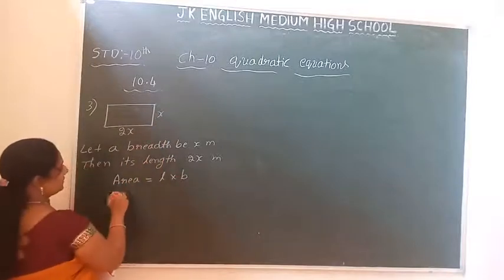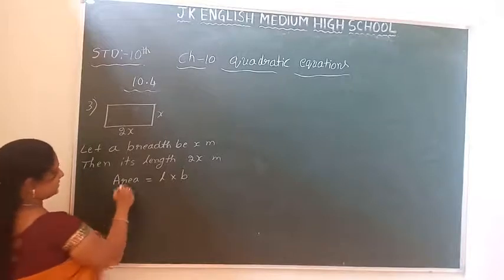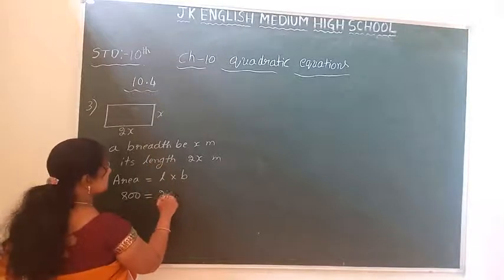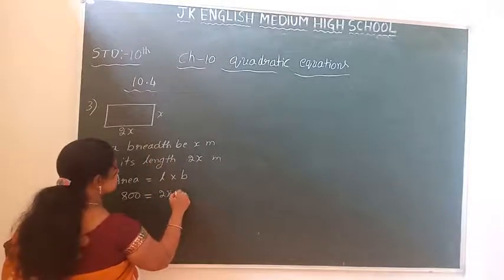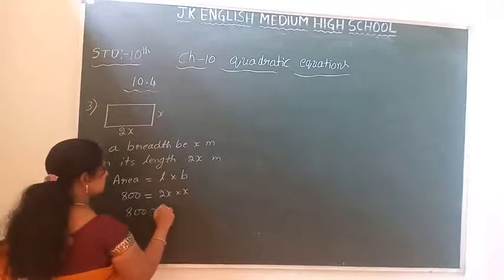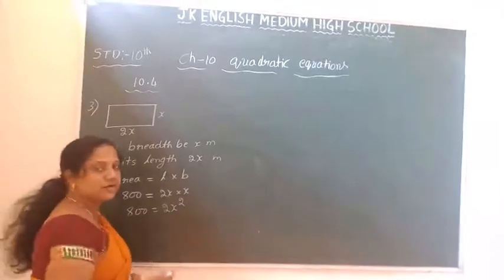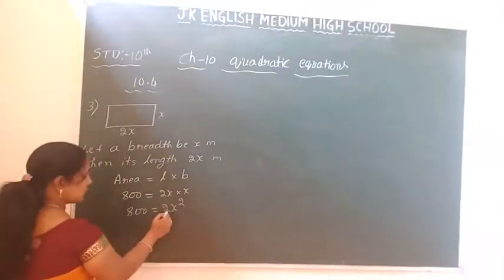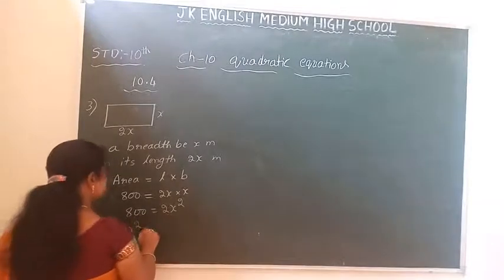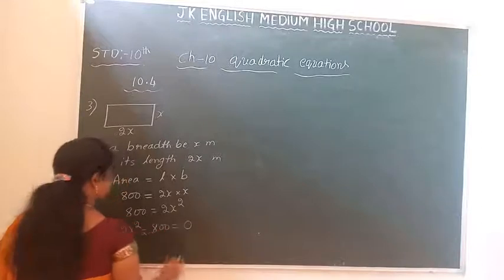Here, the area they gave is 800 meters square. Length is 2x and breadth is x, so this becomes 800. This is equal to 2x square. I have to arrange it according to the standard form of a quadratic equation. So the first term is 2x square, I will take 800 to this side, minus 800, equal to 0.